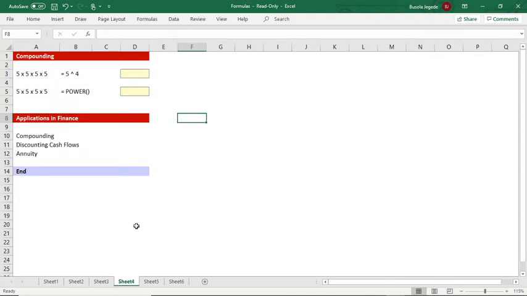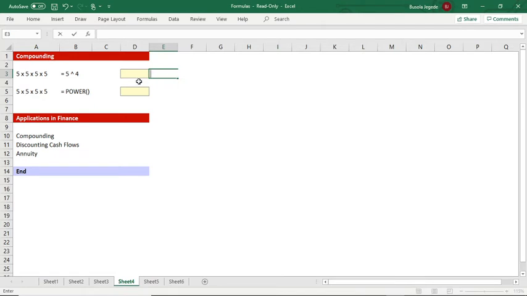Now, how do we compound using Excel? When I say compound, I mean raising a number to a certain power. So, how do we, for instance, find 5 raised to power 4? We all know that using powers helps us to avoid doing something like this, having to do 5 multiplied by 5 multiplied by 5 and multiplied by the fourth 5.